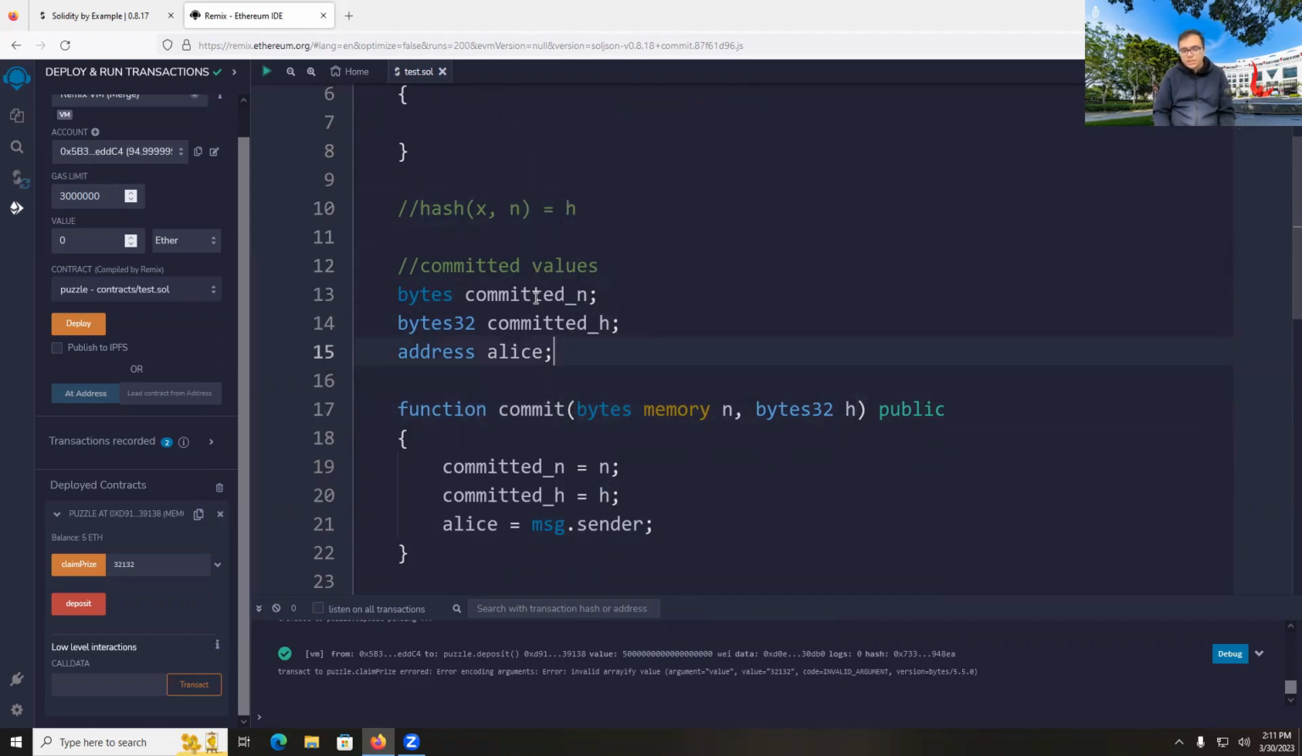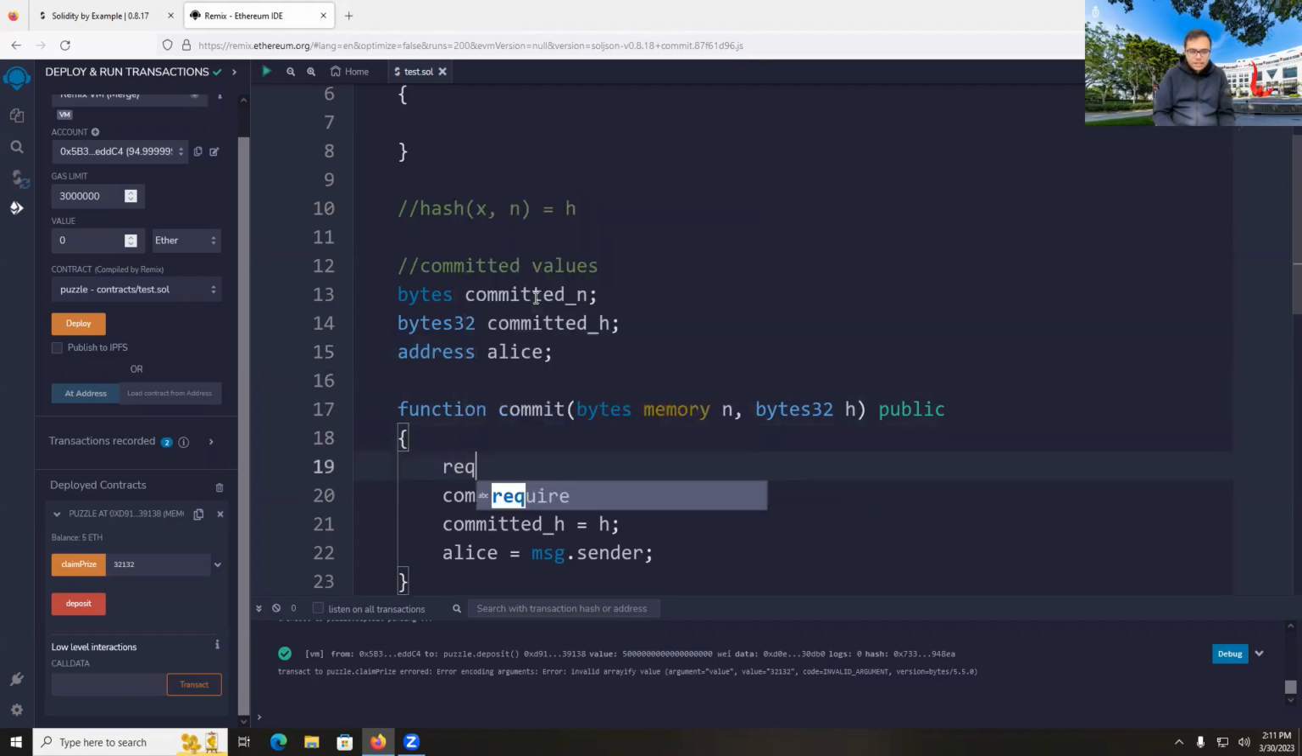Now, of course, in a more realistic contract, I want to have many different commitments possible because many different people might want to find a solution at the same time. But let's not think about that for now. Let's say Alice has found the solution. We can also ask Alice to put a deposit or whatever.